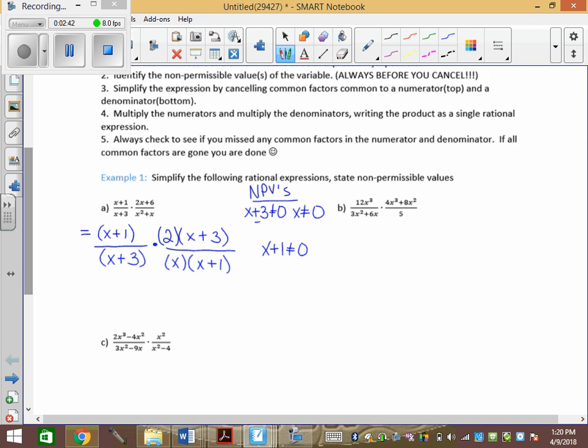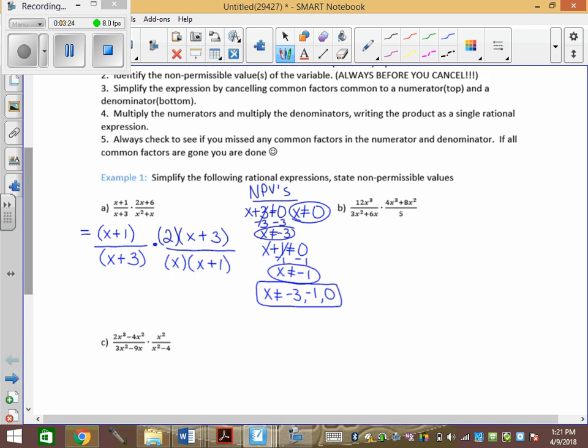So x plus 3, I just subtract the 3. And I get x can't equal negative 3. X can't equal 0. And subtract 1, x can't equal negative 1. So my NPVs are x can't equal negative 3, negative 1, and 0. Now, once I stated non-permissible values, I can actually cancel off anything that matches. So on the top left, if it matches on the numerator anywhere or the denominator anywhere, you can cancel them off, even if it's across the multiplication symbol.